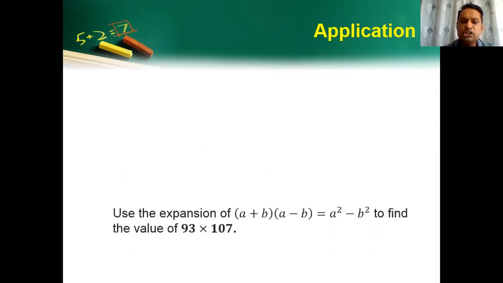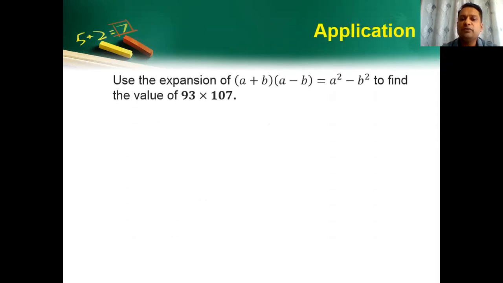Let us do an application. Use expansion of a plus b times a minus b is equal to a squared minus b squared to find the value of 93 times 107. Observe, 93 can be written as 100 minus 7, and 107 can be written as 100 plus 7.